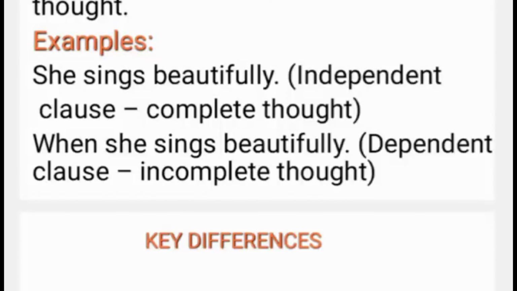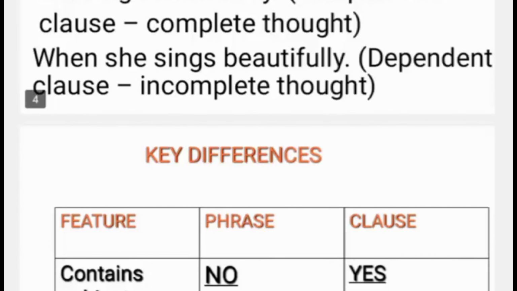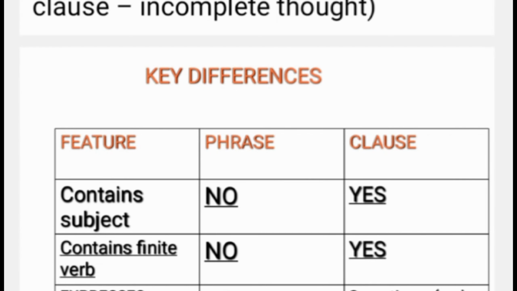For example, she sings beautifully. She sings beautifully is a complete thought. Therefore, we name it an independent clause. When she sings beautifully, if I'm the one telling you this, you will need me to tell you more, because I still have something to say. But as I stopped here, it's an incomplete thought. Therefore, we name it a dependent clause or subordinate clause.